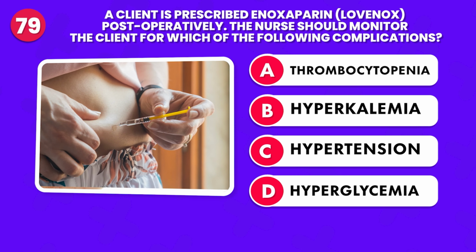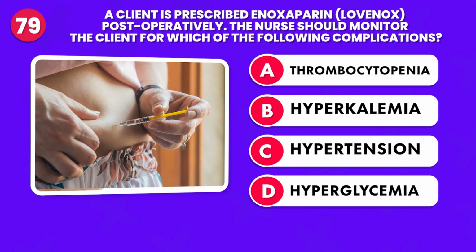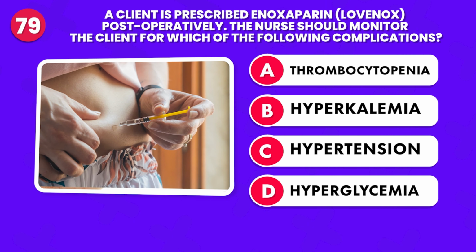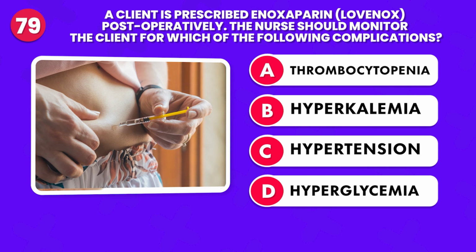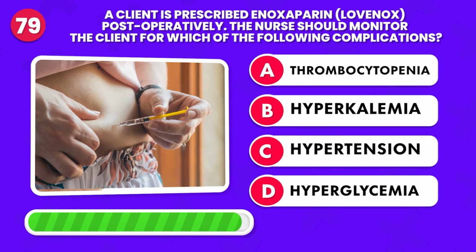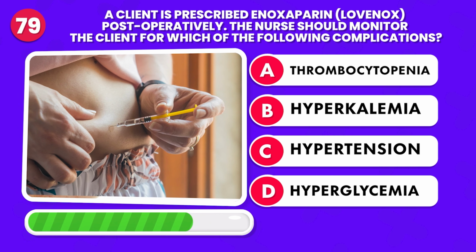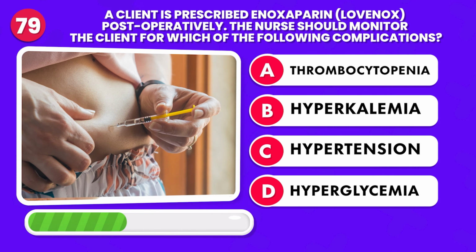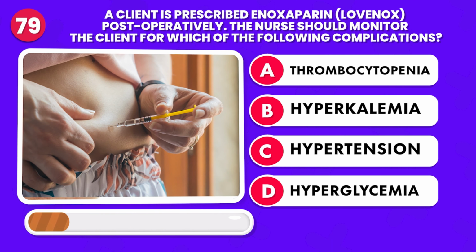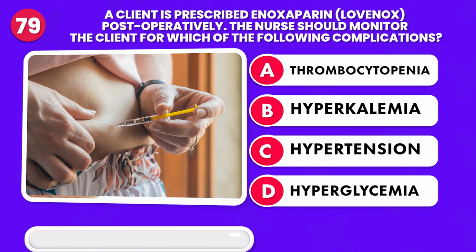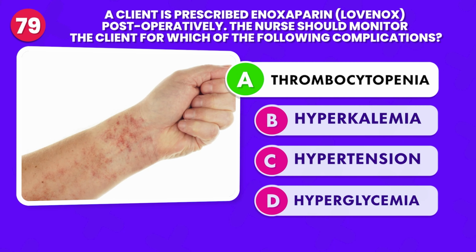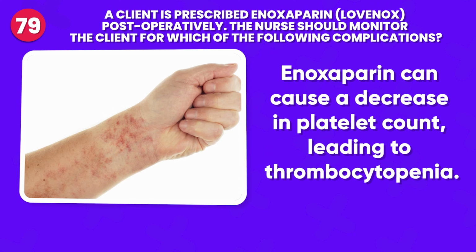A client is prescribed enoxaparin, Lovenox, post-operatively. The nurse should monitor the client for which of the following complications? A. Thrombocytopenia. B. Hyperkalemia. C. Hypertension. D. Hyperglycemia. It's A. Thrombocytopenia. Enoxaparin can cause a decrease in platelet count, leading to thrombocytopenia.